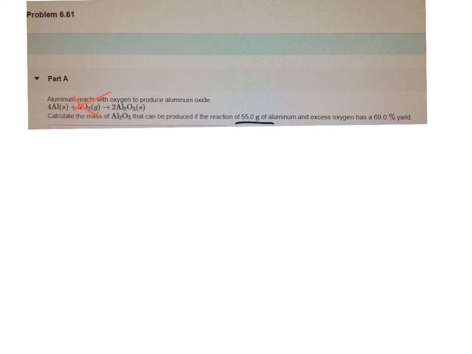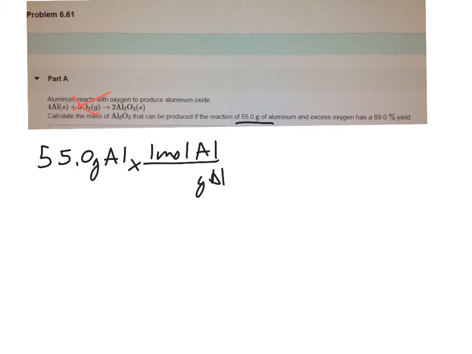Next, they tell us that we have 55 grams of aluminum to start off with. How much aluminum oxide can we make in theory? Well, 1 mole of aluminum has a mass of 27, but I should use my decimal points here.